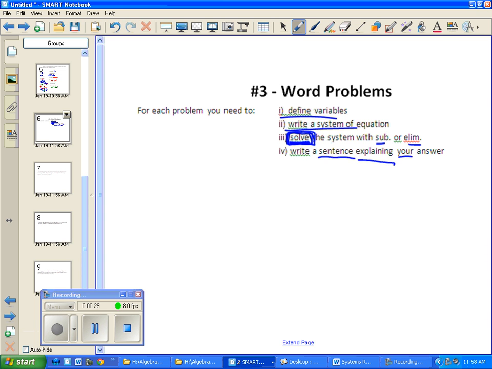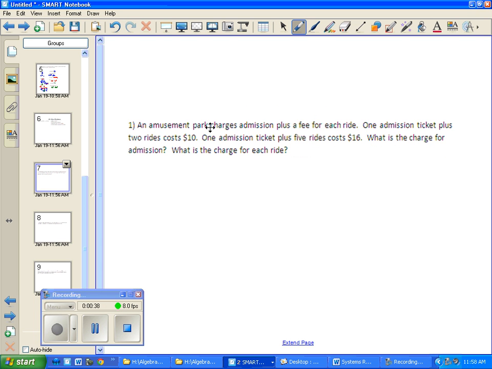Write a sentence, what did you just find? Those are the 4 things you should do for pretty much every word problem. The first problem says an amusement park charges admission plus a fee for each ride. Since I'm looking for the cost of admission and the cost of a ride, A will be the cost of admission and R will be the cost of a ride. Not the number of each one, just how much they cost.